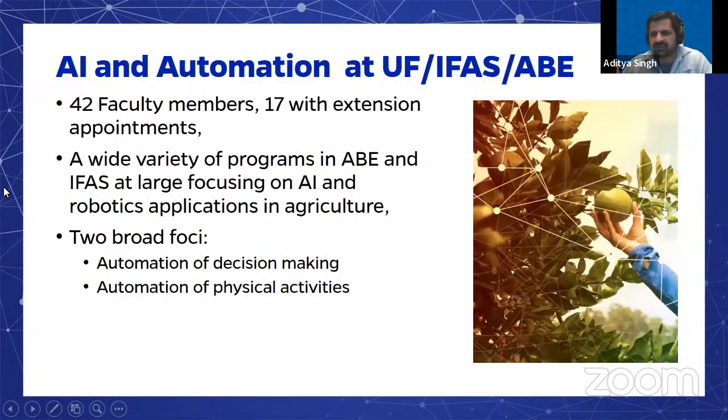So we have 42 faculty members in the department, 17 with solid extension appointments. I'm one of those people. I have a 70% research and 30% extension appointment. And we have a wide variety of programs at AB and IFAS in general, but we have two broad foci. One is automation of decision-making, and another is the automation of physical activities. So decision support systems and actual machinery.